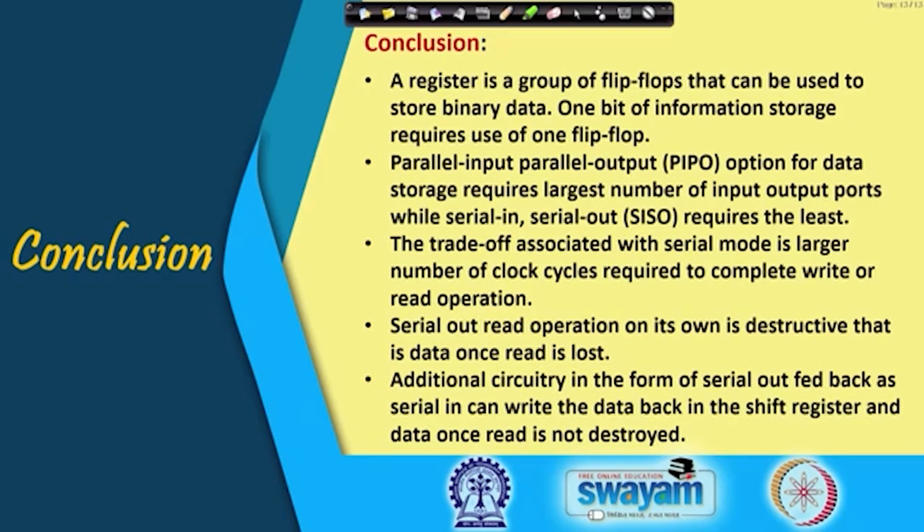Okay. The trade-off associated with serial mode, using serial in, serial out, is the larger number of clock cycles required to complete write and read operations. Okay. So, there is that trade-off whenever you go from parallel to serial. Serial out read operation on its own is destructive, but if you can put additional circuitry, using feedback which performs rewriting of the data back to the shift register, then non-destructive reading can be implemented. Okay. Thank you.